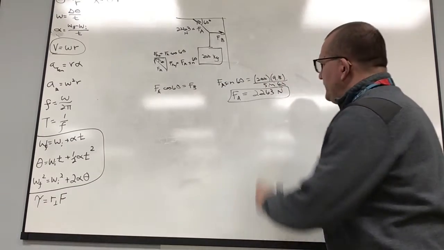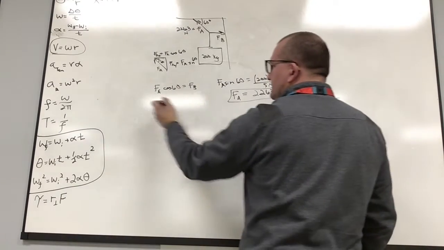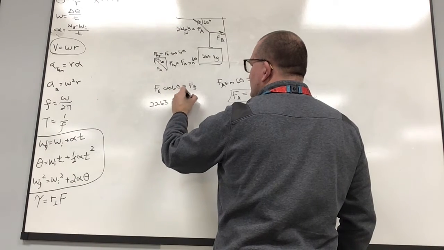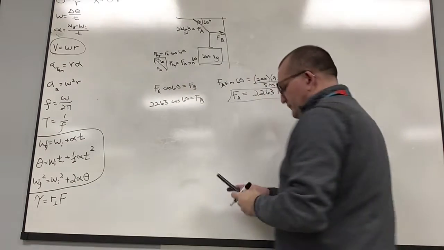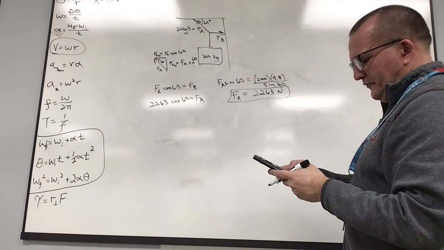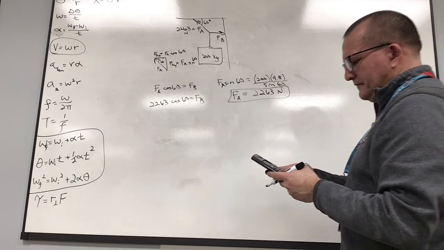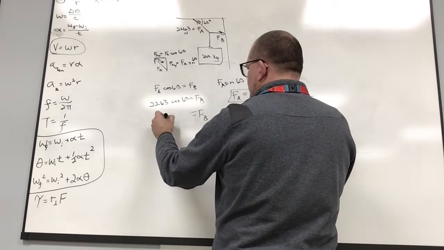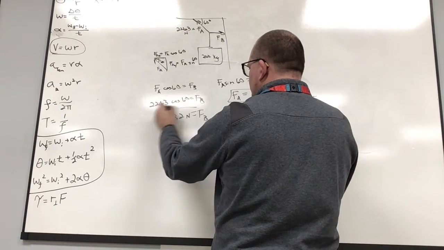Now to find FB, I just go to my other equation and substitute this in. 2263 times the cosine of 60 is going to be equal to FB. So FB is equal to 1132 newtons.